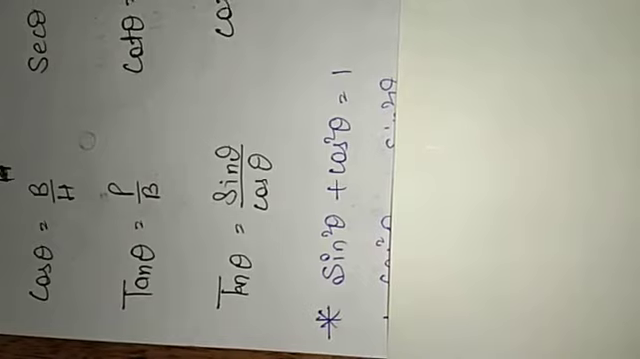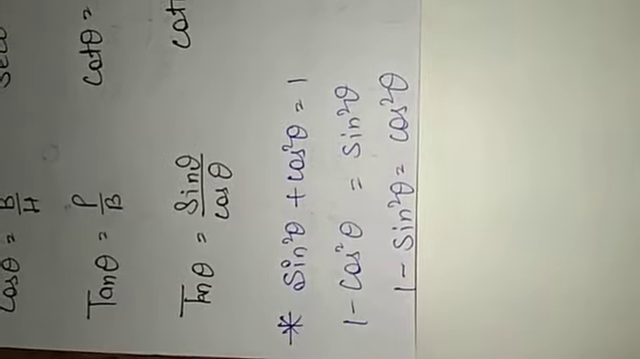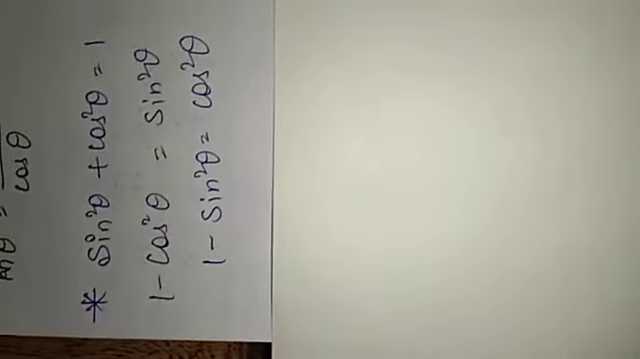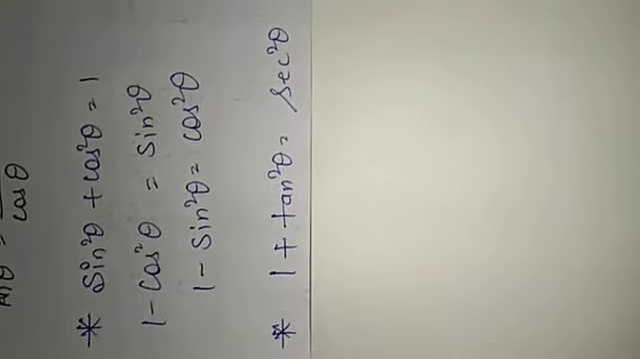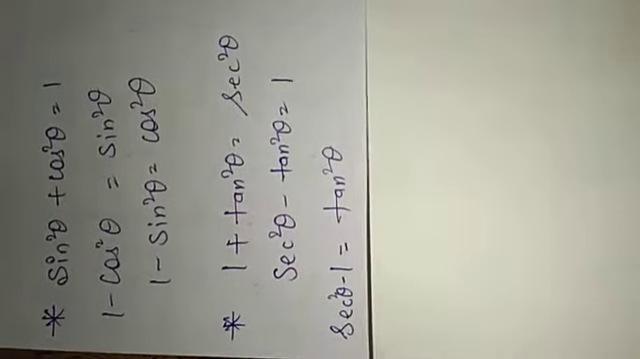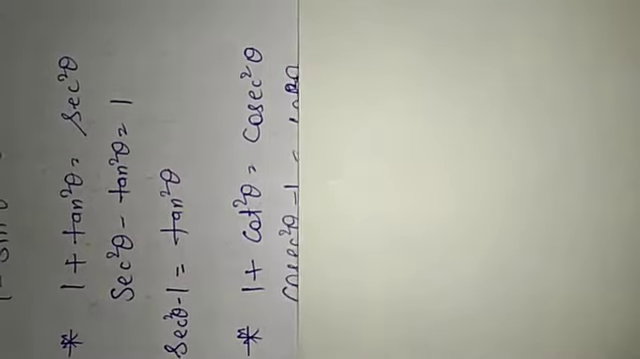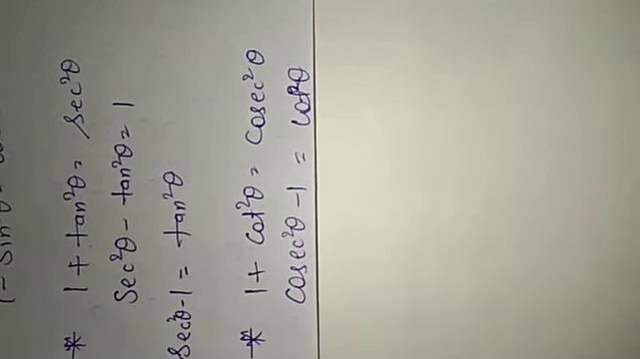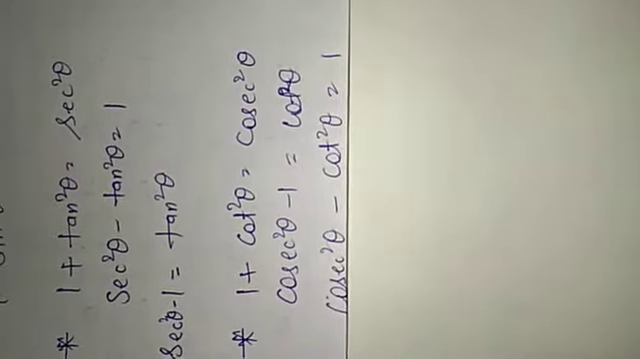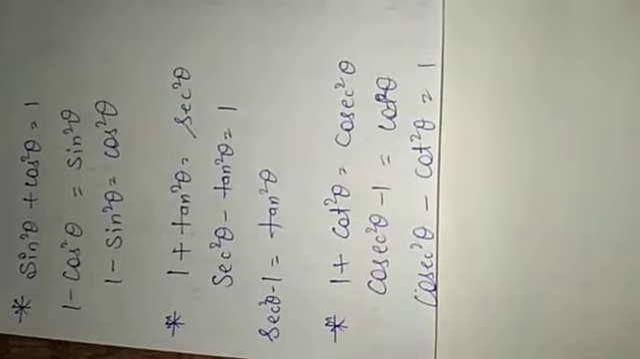There is sin square theta plus cos square theta is equal to 1, and 1 minus cos square theta is equal to sin square theta, and 1 minus sin square theta is cos square theta, and 1 plus tan square theta is sec square theta. Sec square theta minus tan square theta is 1, and sec square theta minus 1 is equal to tan square theta, and 1 plus cot square theta is cosec square theta, and cosec square theta minus 1 is cot square theta, and cosec square theta minus cot square theta is equal to 1. So these are some basic identities which we learn in class 10th.